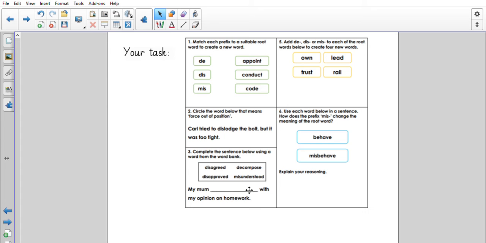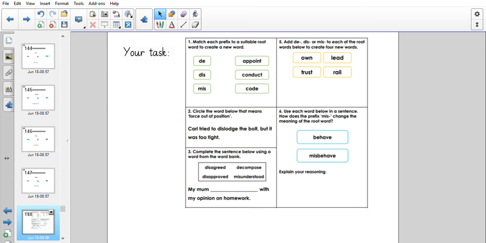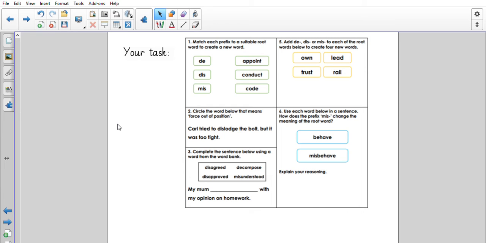Okay, so your task is in your pack. If you get ready to do that, I'm not going to do it with you. You should be able to do that on your own now. So you need to answer each question all about prefixes. Okay, so once you've done that, come back for English.